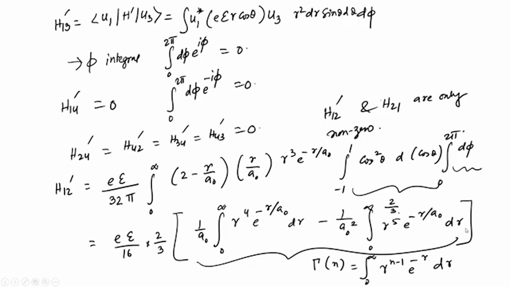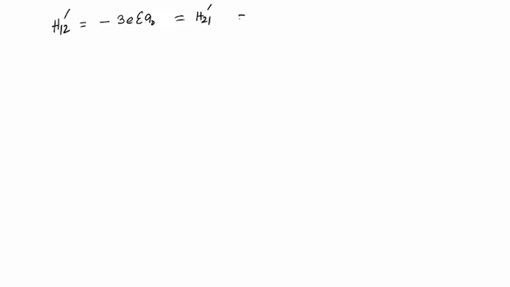So, one can actually do this simplification. Now, this integral is given to you, so you can write it down in terms of these. H12 prime becomes minus 3 E a 0, and when you calculate H21 prime, it of course gives you the same result, because the perturbation term does not alter the ket or the wave function that is coming on its right. So, this will be the same, and let us call this alpha, just not to carry around this factor every time.